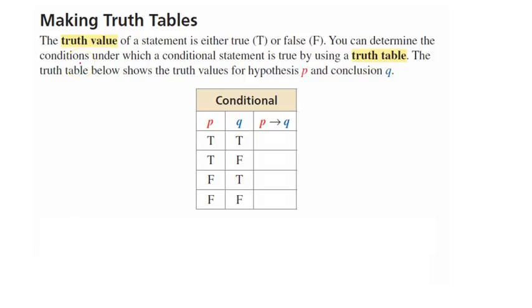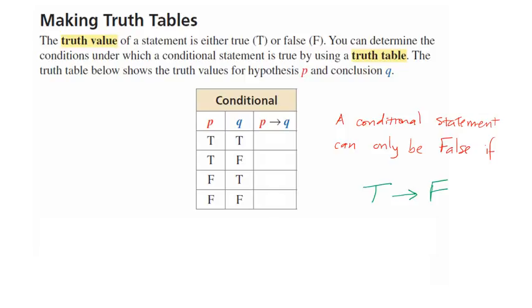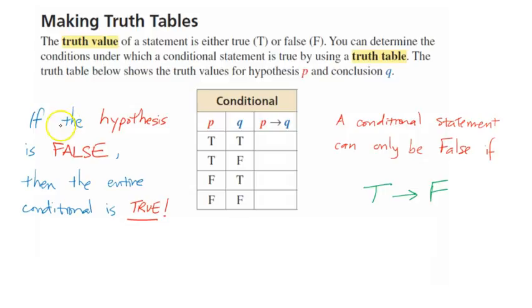Now I'm going to let you inside and not use all the mathy words for a second. I'm going to tell you there's only one way for a conditional statement to be false. The only time a conditional statement can be false is if you have a true hypothesis pointing to a false conclusion. Another way to say almost the same thing is that if the hypothesis is false, then the entire statement is true. The conditional statement is true no matter what the conclusion is.